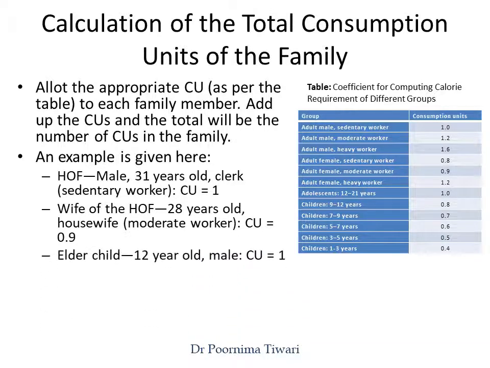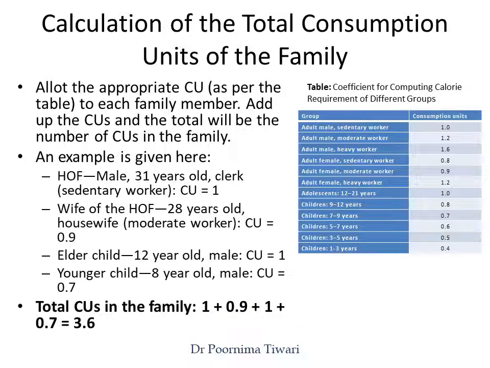The elder child is a male who is 12 years old. The table says 1 consumption unit. The younger child is again a male, 8 years old. The table says consumption unit of 0.7. We add up all the consumption units, 1.9, 1.7, and so total is 3.6 consumption units. So all the total consumption of food materials or nutrients will be divided by 3.6 to obtain the consumption per consumption unit.